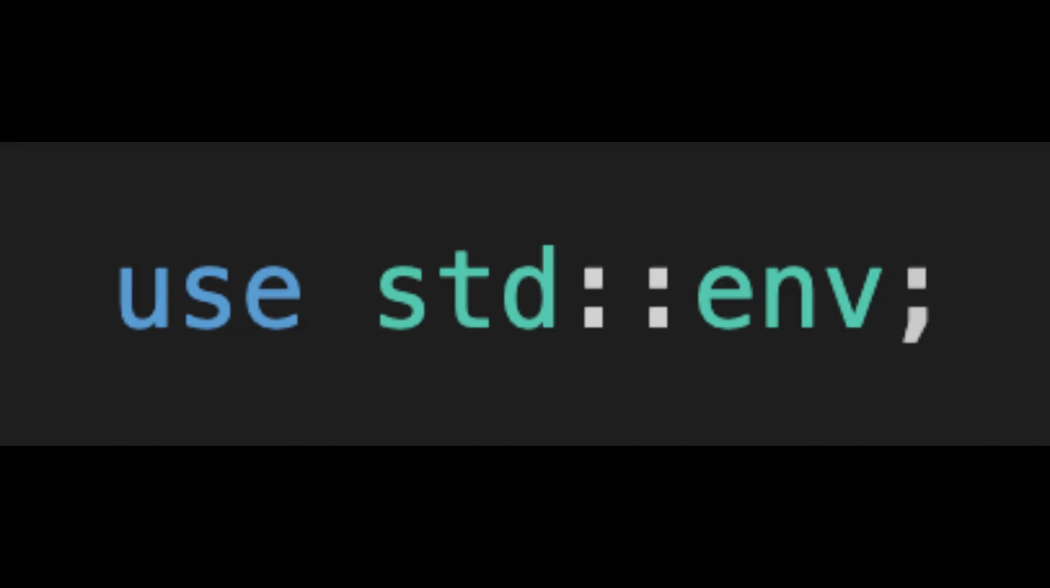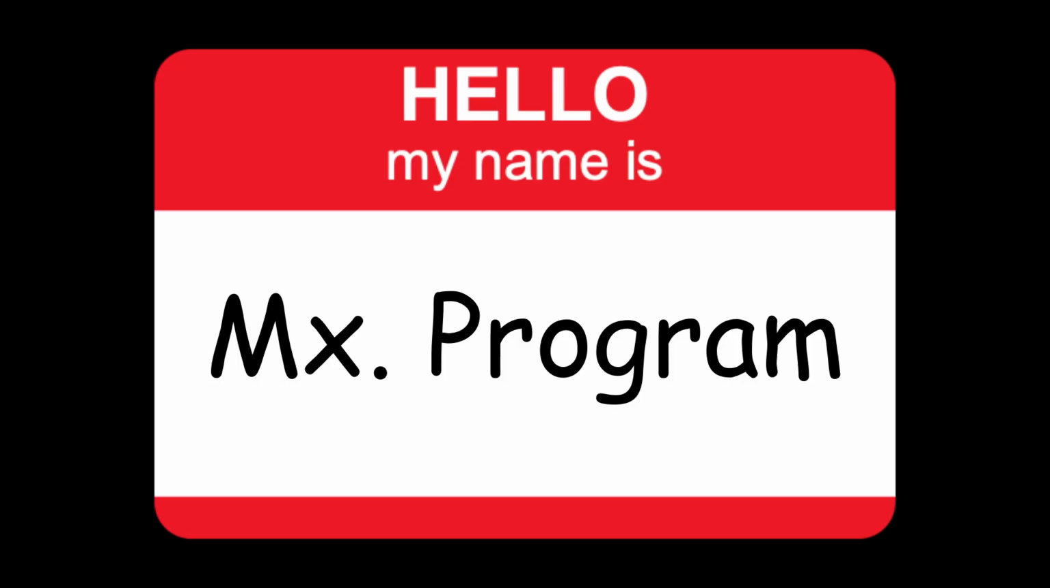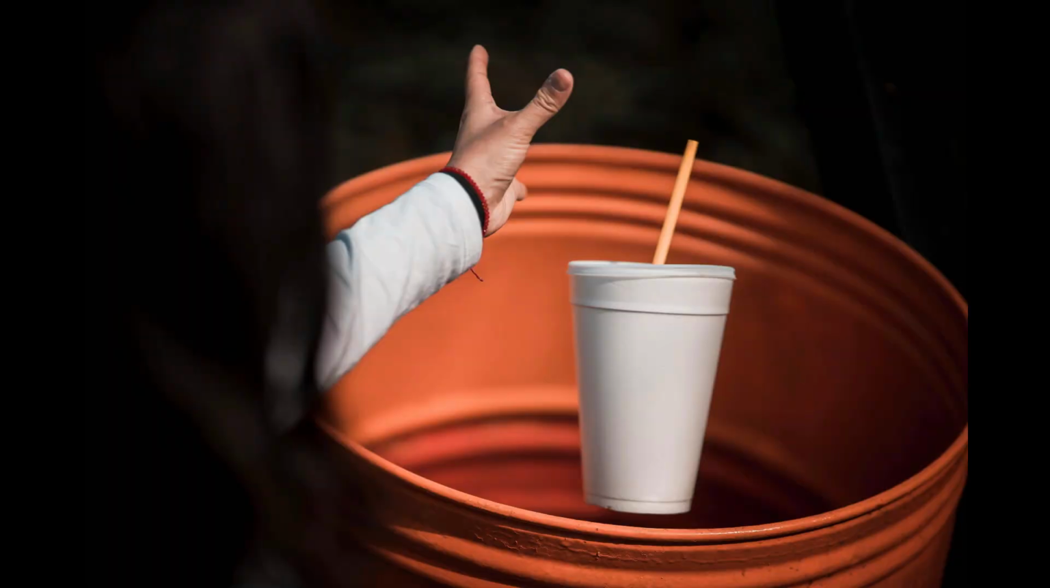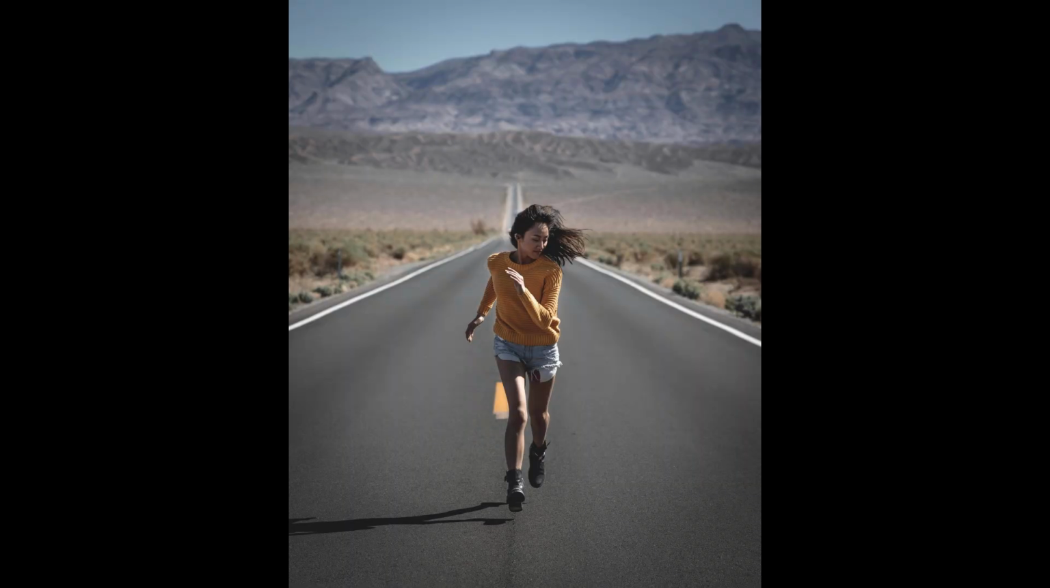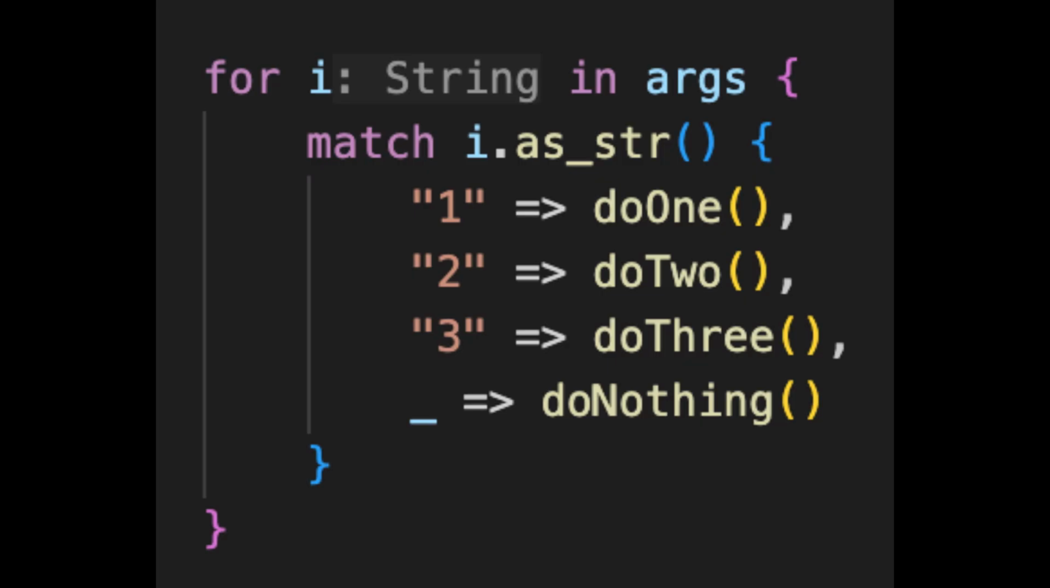For arguments you can import std_env and then use the args collect function to provide a vector filled with strings. From there you can drop the first value since it's just the program's name being called, which obviously isn't important. After this you can just run a loop over the arguments and match each to a condition.